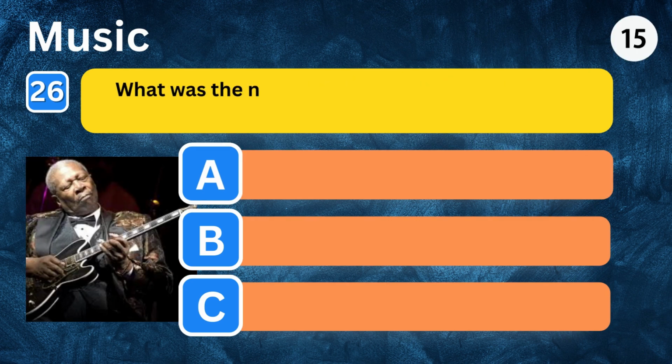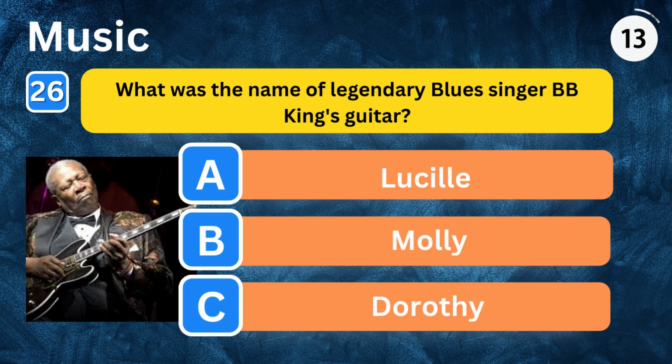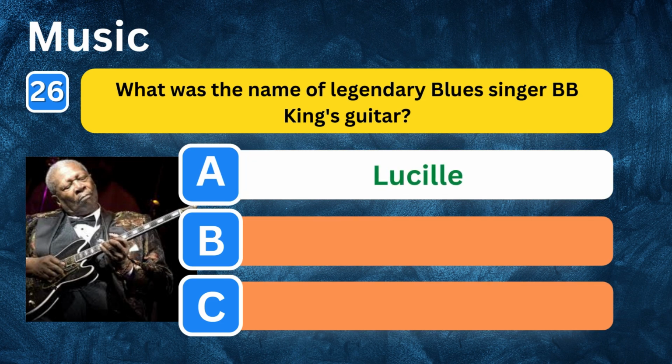Question number 26. What was the name of legendary blues singer B.B. King's guitar? Was it Lucille, Molly, or Dorothy? And the answer was Lucille.